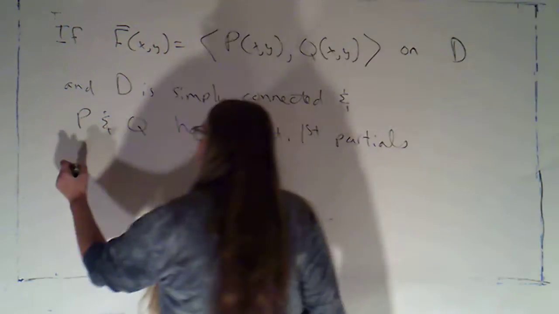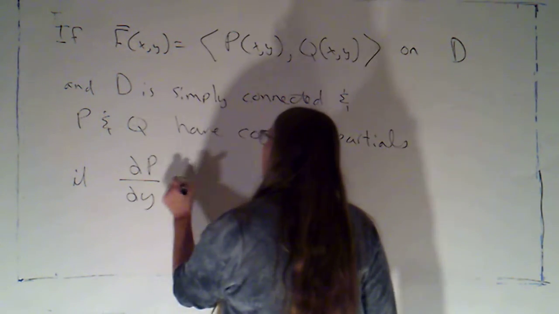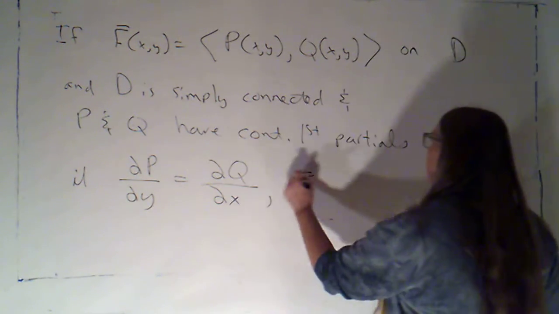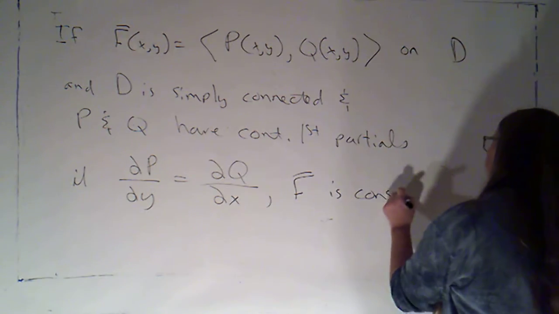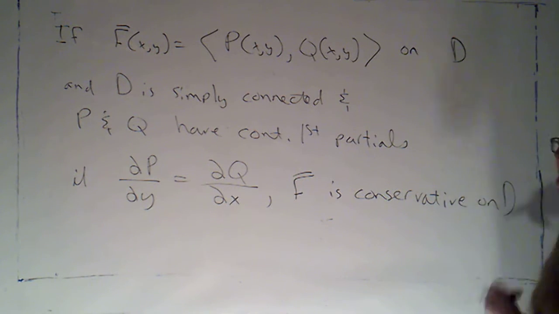Then, if the partial of P with respect to y is equal to the partial of Q with respect to x, then F is conservative on that region D.